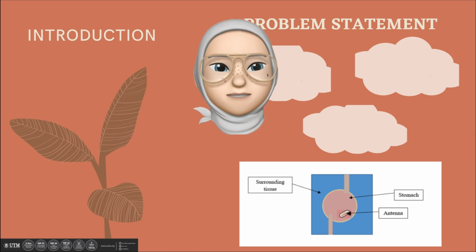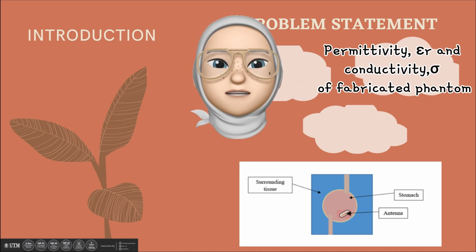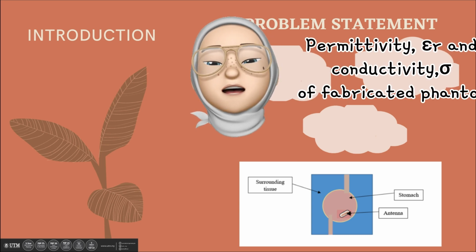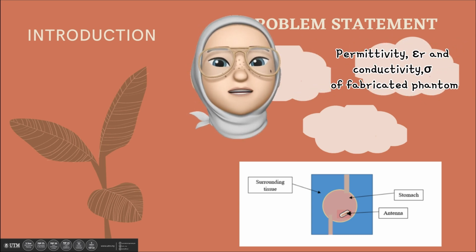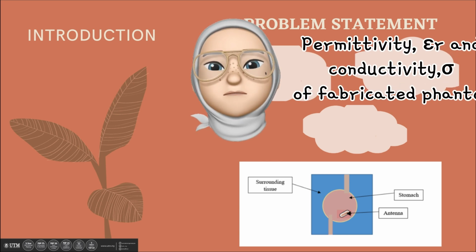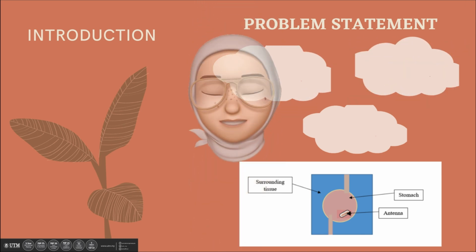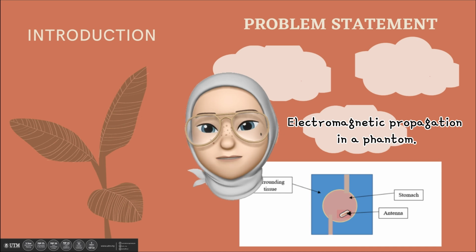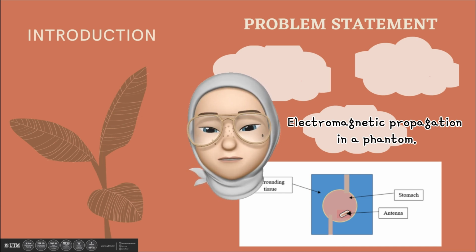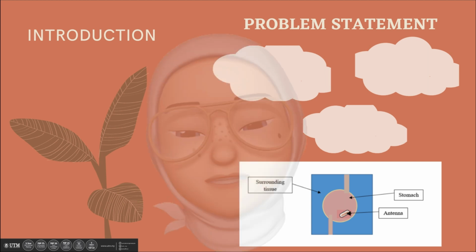Secondly, permittivity and conductivity of the fabricated phantom. The dielectric constants, permittivity and conductivity, need to be measured once the fabrication of the human body phantom is done. It is to ensure that the recommended dielectric constant is met by the human body phantom at 402 MHz. Lastly, electromagnetic propagation in a phantom. As it operates, the antenna emits electromagnetic waves that are applied to the human body. The emission of electromagnetic propagation must be investigated.